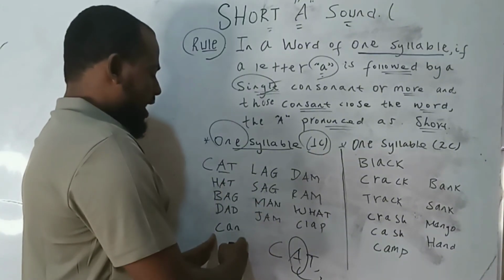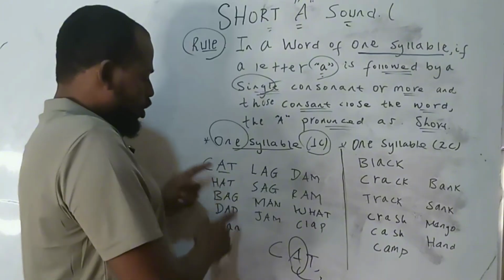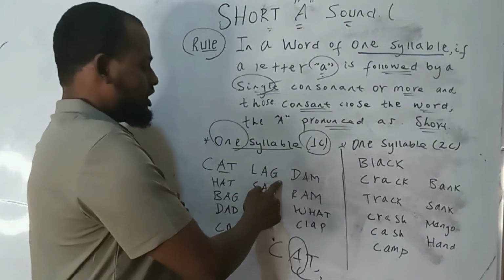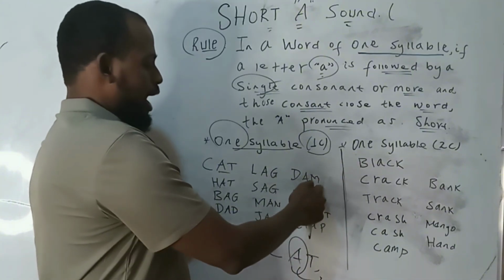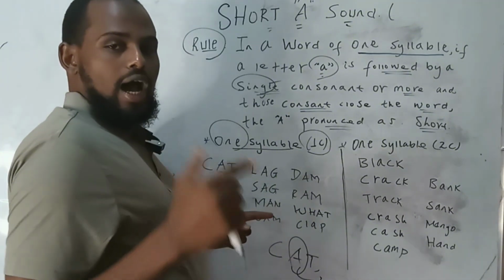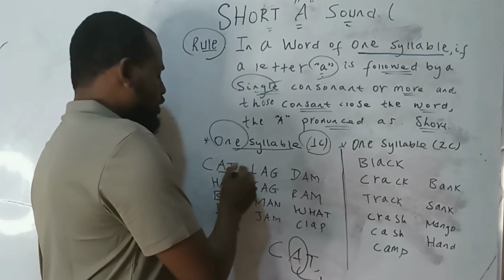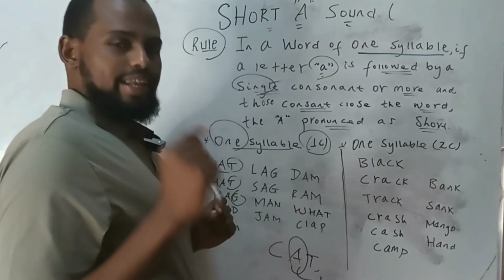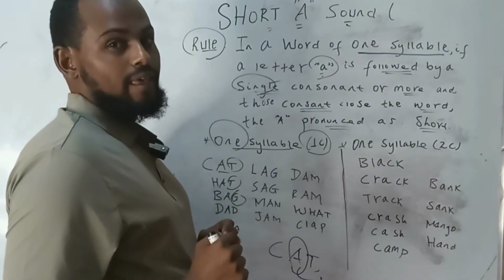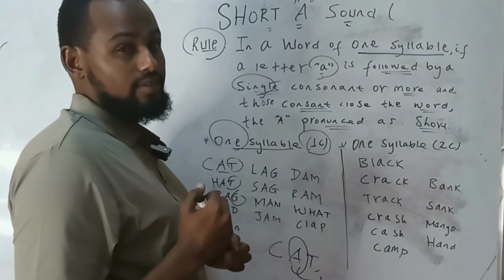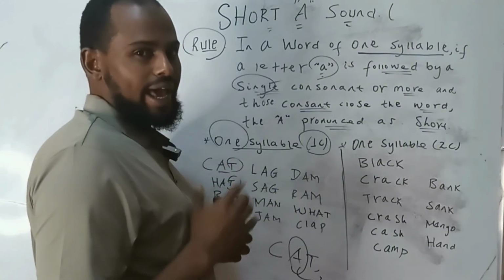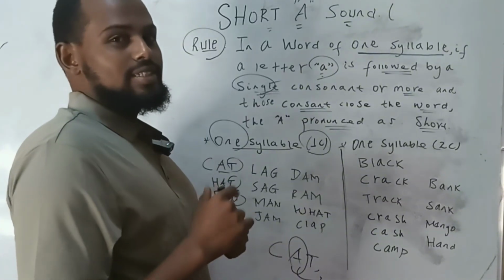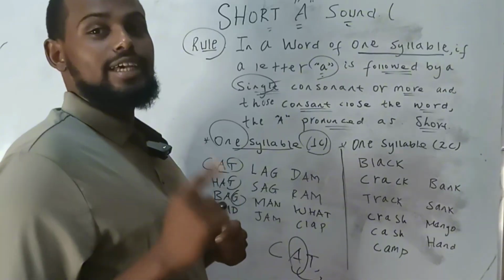Here we see A followed by a single consonant, yeah? Here T, here T, here G, here D, here N, here G, here also G, and N, N, M, M, T, and P. What I'm saying is that here A is also followed by only one consonant, the same with all of the words. Therefore, in a single syllable word, when a single vowel appears and is followed by a single consonant or more than one consonant, that vowel is going to be pronounced as its short sound.